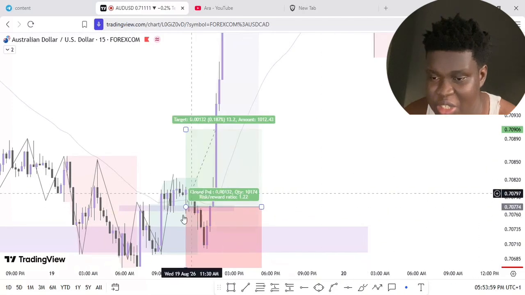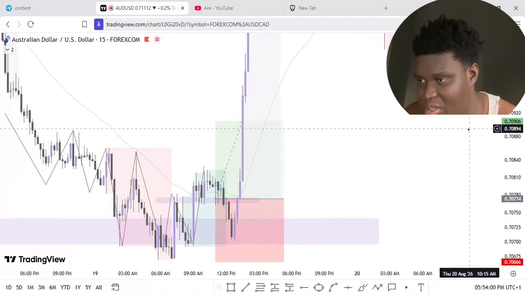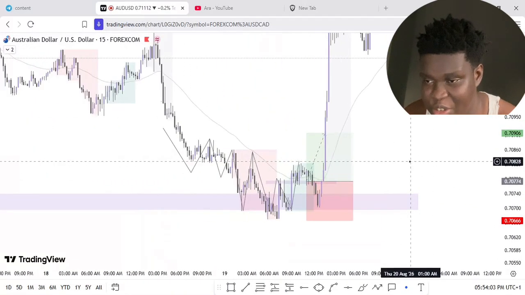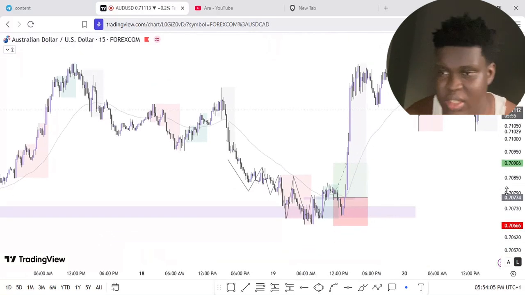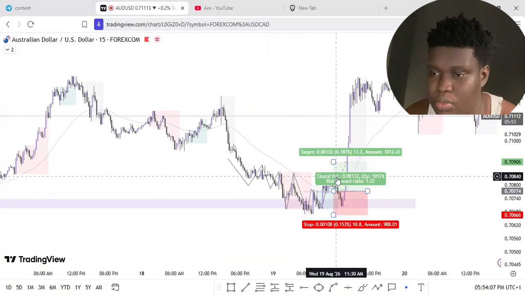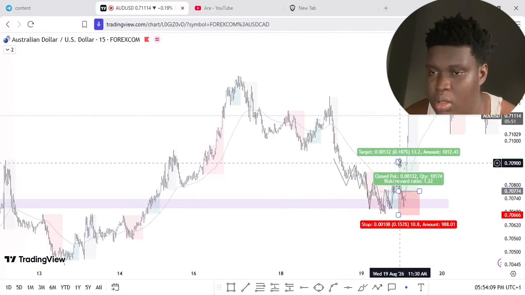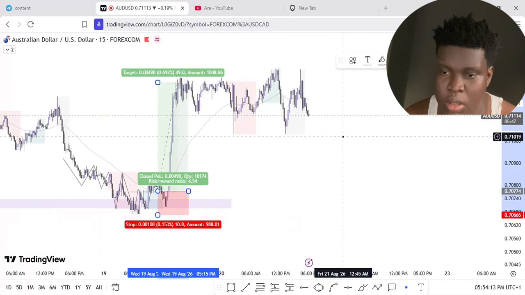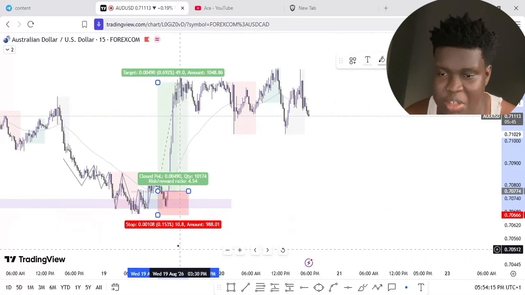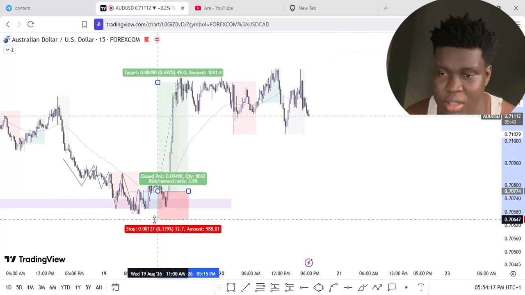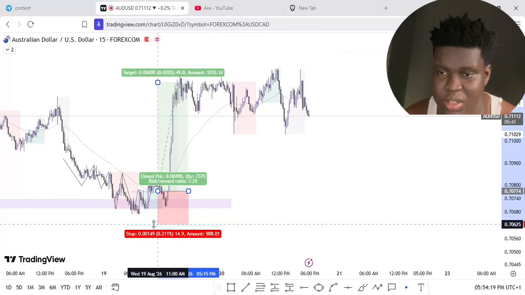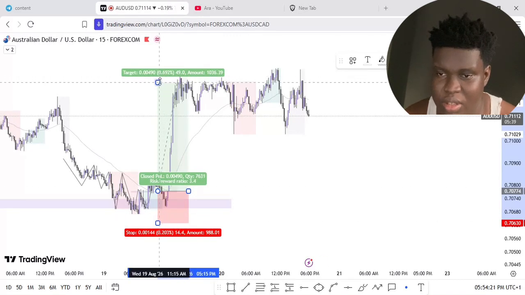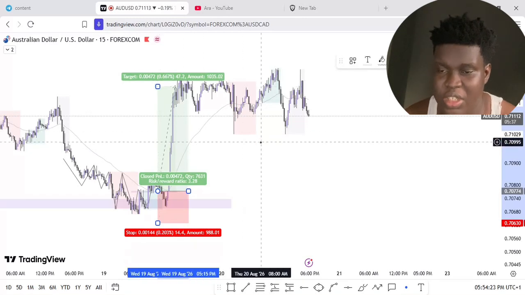Initially, the price went into drawdown, but the moment it started to move, it really moved. I targeted a 3R. No, it was not 4R. I think my stop loss was bigger than this. It was like a 3.4. So this was basically the trade.